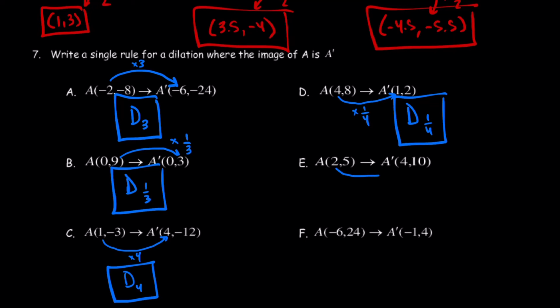E, 2 times what is 4? That's times 2, obviously, so it's a dilation of scale factor 2. And the last one on this page, -6 times what is -1? Well, that's times 1/6. So this is a dilation of scale factor 1/6.